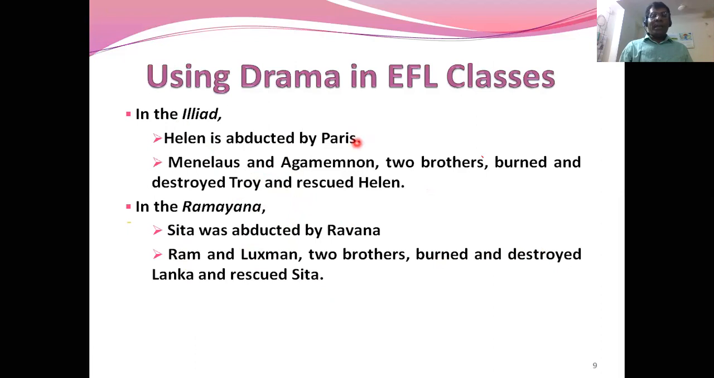Helen is a sign, Paris is a sign. These two signs have been changed here, replaced here by new signs, Sita and Ravan. Here Menelaus and Agamemnon. These are two signs. They have been replaced by Ram and Lakshman. Here Troy was a sign. Troy has been replaced by Lanka. Look, we are getting completely a new story.